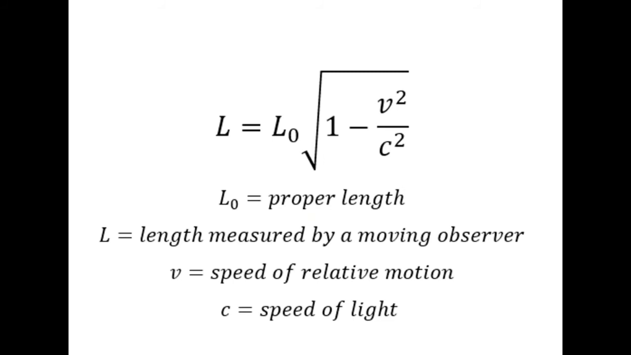So, here is our final equation for length contraction: L equals L naught times the square root of 1 minus V squared over C squared, where L naught is the proper length, the length measured by the observer on Earth. L is the length measured by a moving observer, let's say the astronaut inside the spacecraft. V is the speed of relative motion, and C is the speed of light. Next is to solve sample problems on time dilation and length contraction.